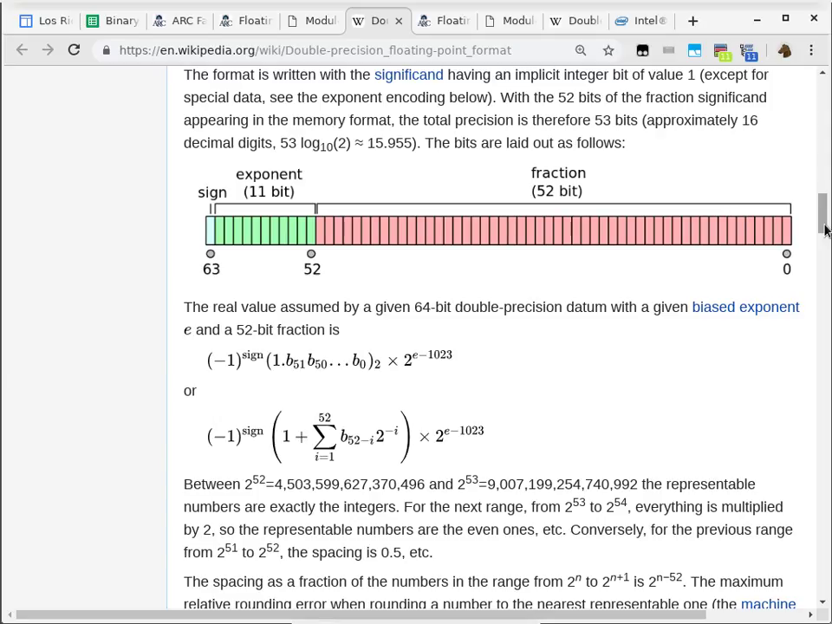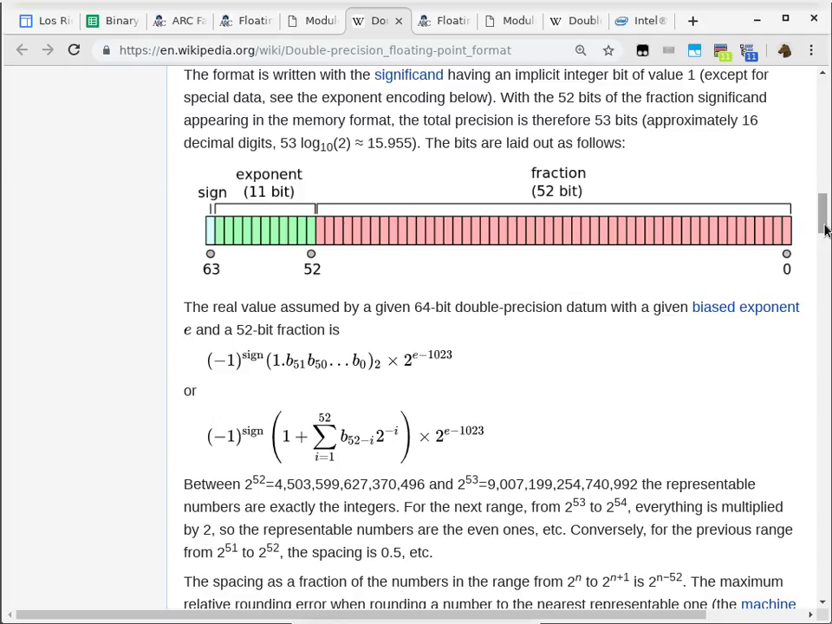So e by itself is referring to the green portion interpreted as an unsigned number. So you look at 11 bits as an unsigned number. Whatever the unsigned value is, you subtract 1023 from it, and that becomes the actual exponent of 2 that you want to multiply to the mantissa.